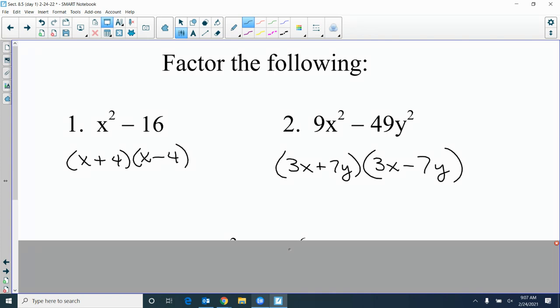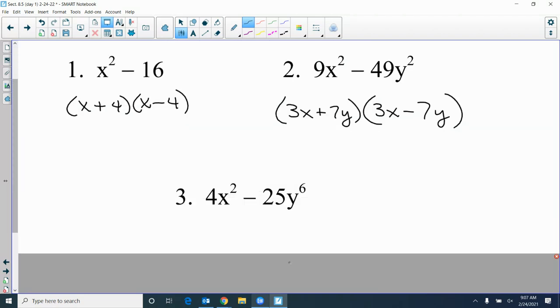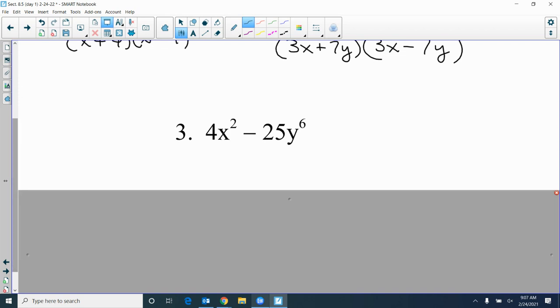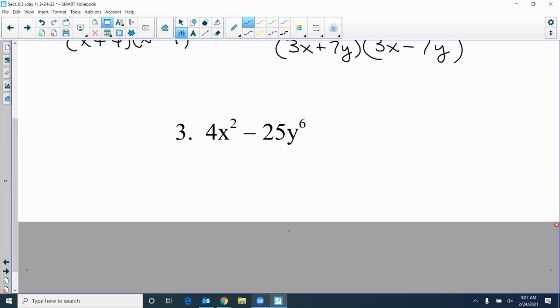Take a look at number 3. Oh, they throw a little bit bigger numbers at you. You guys can handle it though. 4x squared minus 25y to the 6th.